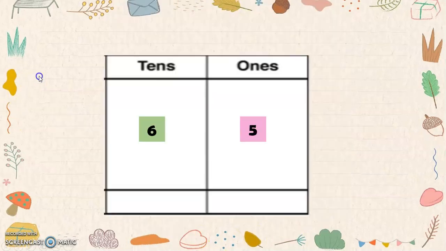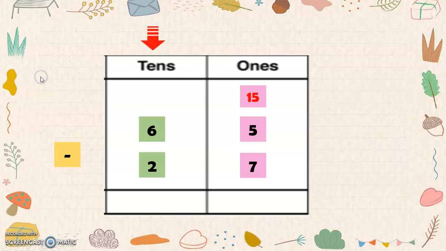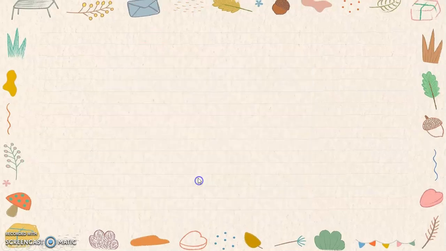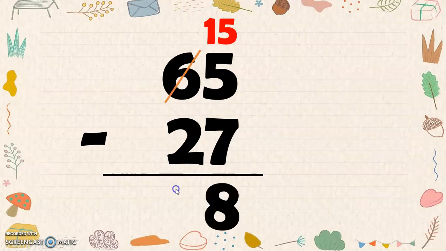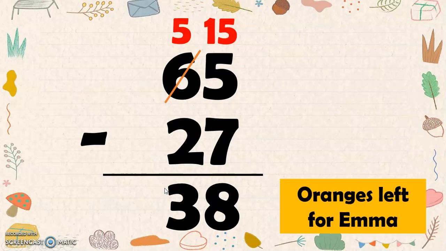So again, we have here 65 minus 27. So again, we have here 15 because we regrouped from the tens place. So 15 minus 7 is 8. 6 now becomes just 5. And 5 minus 2 is 3. So we have here 38. So again, 65 minus 27. We regrouped from the tens place. So now 5 becomes 15. 15 minus 7 is 8. 6 now becomes just 5. And 5 minus 2 is 3, so 38. So we have here 38 oranges left for Emma.